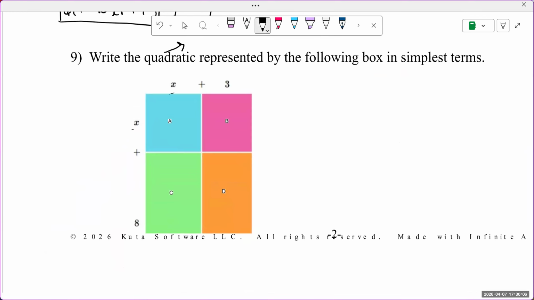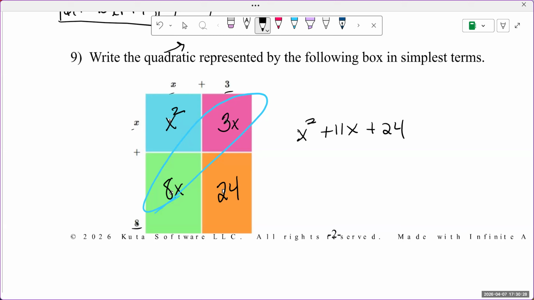Number 9, write the quadratic represented by the following box. Okay, x times x is x squared. X times 3 is 3x. 8 times x is 8x, and 8 times 3 is 24. So now we combine like terms and we get x squared plus 11x plus 24.